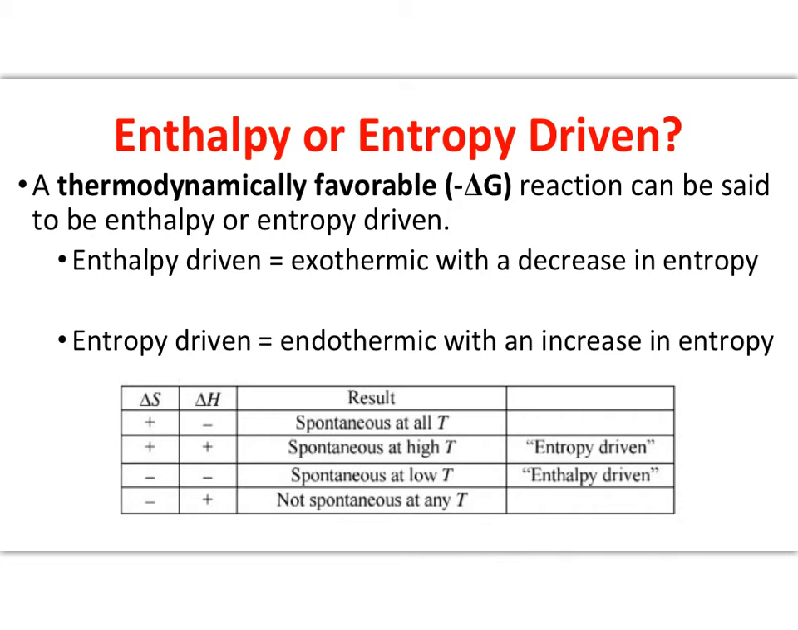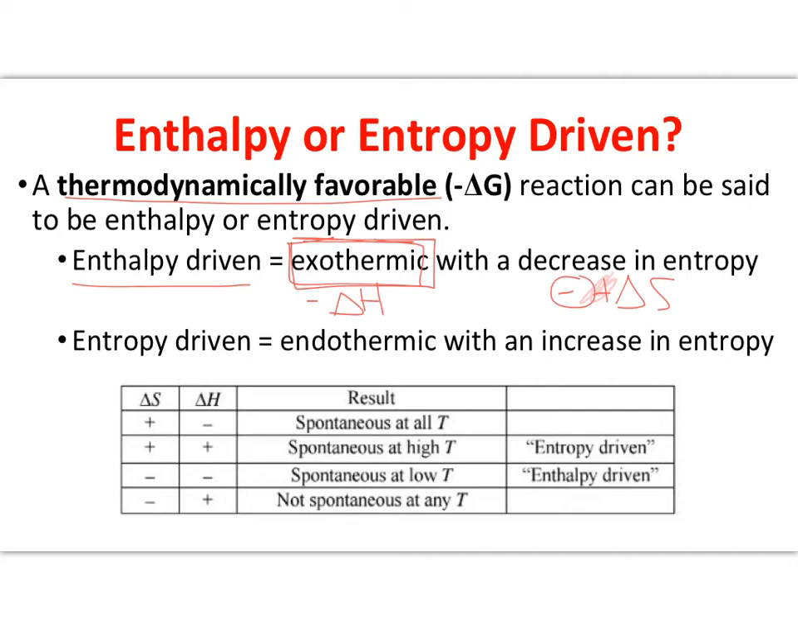And so if a reaction is enthalpy driven, that means that it's exothermic, so a negative delta H, but there's a decrease in entropy. So remember, these are situations in which we've already determined it's thermodynamically favorable. So this is a situation where it's spontaneous, and it must be spontaneous because of its exothermic nature, because its entropy is decreasing. So in fact, this should be a negative delta S here, not a positive.